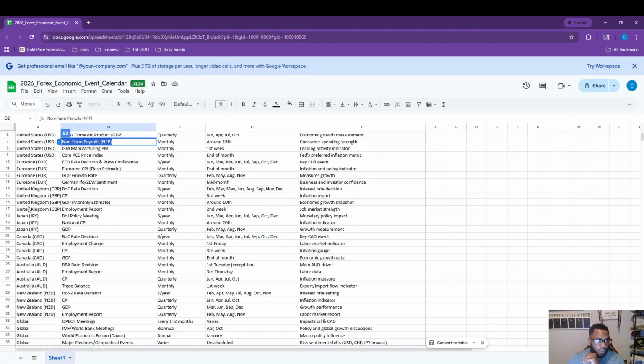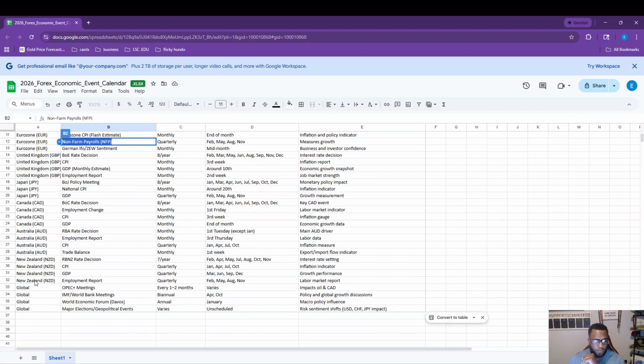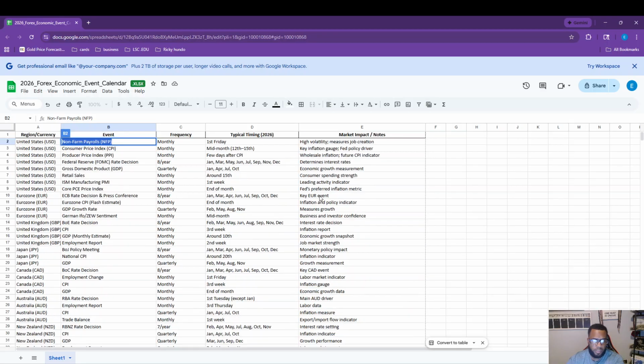But here's Euro, GBP, JPY, Canada, Australia, New Zealand. Global is kind of worldwide, all of that stuff that happens. So these are the news names that happen.